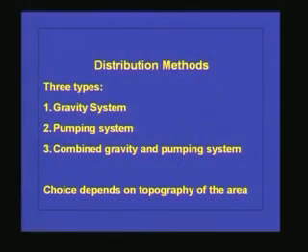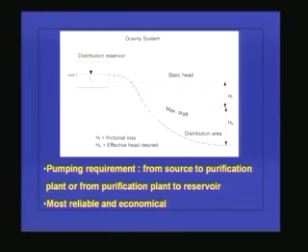Then there are three types of water distribution systems: the gravity system, the pumping system, and a gravity cum pumping or combined system. Now, the choice of these systems depends upon the topography of the area. We will look at these systems in detail now.